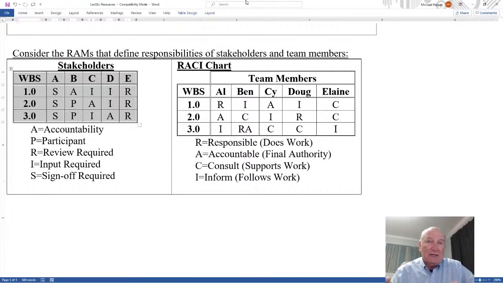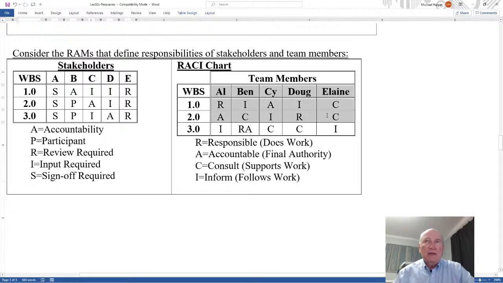We'll see communication in another knowledge area, but the responsibility assignment matrix has to come first to know where the responsible communication resides. And then getting down to the details, go from the stakeholders to the actual team members doing the work. And here's where you come to the actual RACI charts.